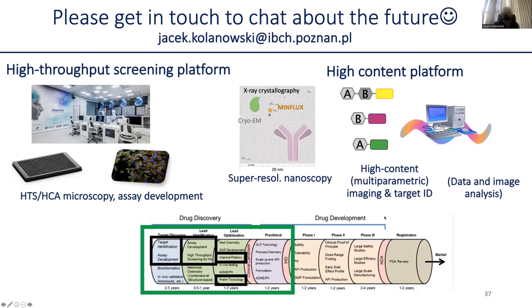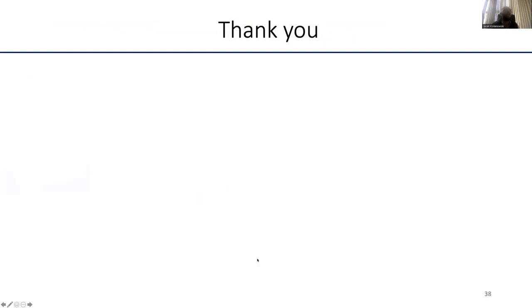So this is just a summary of some of the things which we offer. I told you we have the high throughput screening platform. A part of this is also medicinal chemistry, which is very important. We are now developing it as well, where we can optimize the tools, but we are also able to synthesize especially complex compounds which cannot be synthesized with classic synthetic methods. We have super resolution nanoscopy approaches, and we also work on the high content platforms. So that will be it.